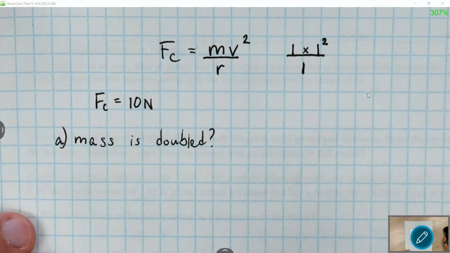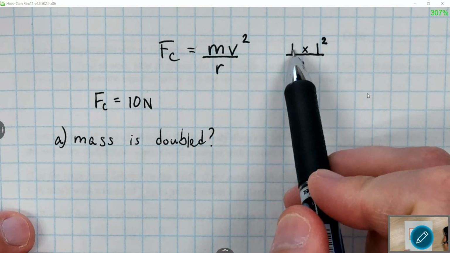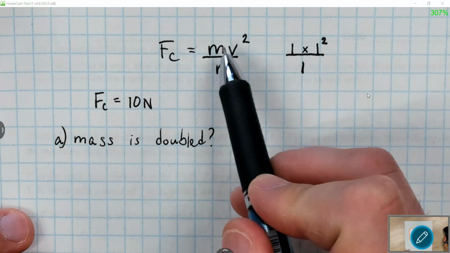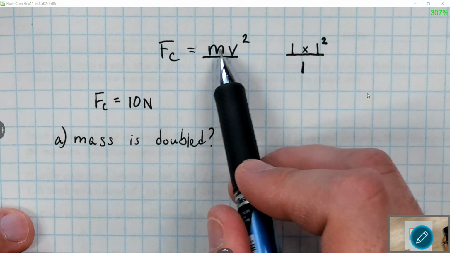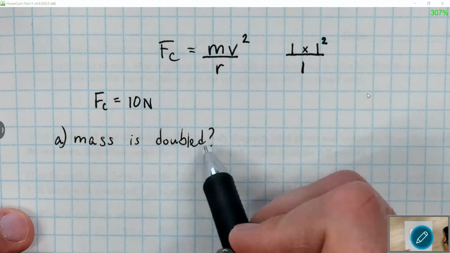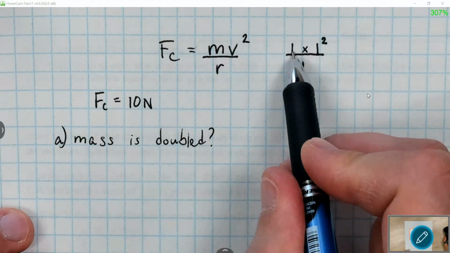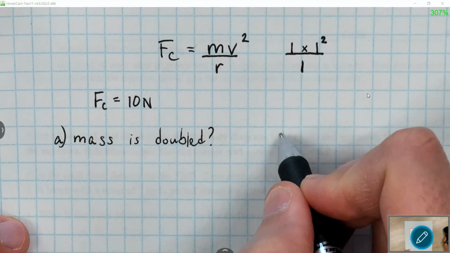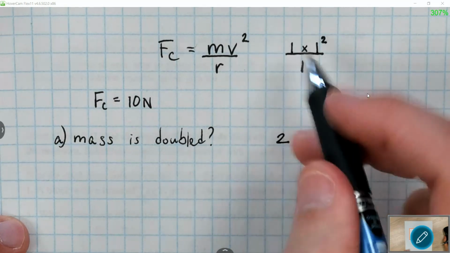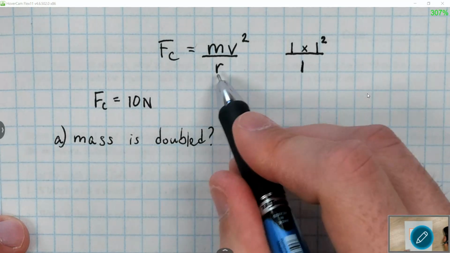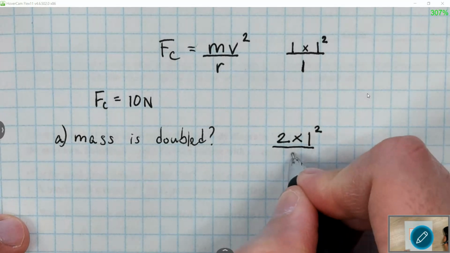Okay, well, if the mass is doubled, you see the 1 here? You go to the one that is in place of the variable that's changing. Since m is that first one, we're going to take this 1, and instead of it being a 1, we're going to make it a, what do you think? 2. They didn't tell us anything else changed. So the speed stays a 1, but you still square it. And they didn't tell us anything about the radius. So that stays a 1.